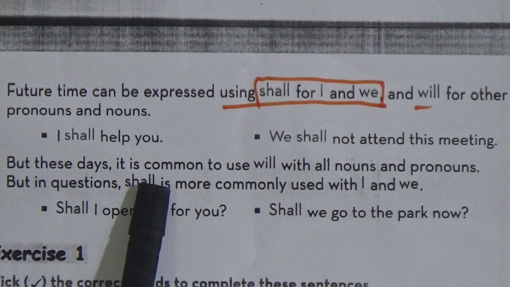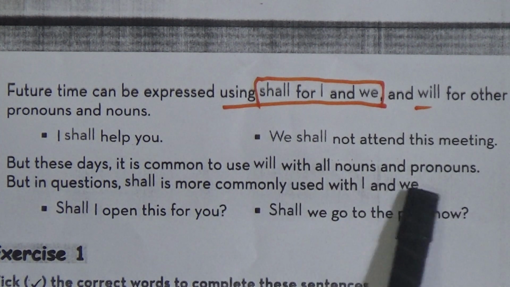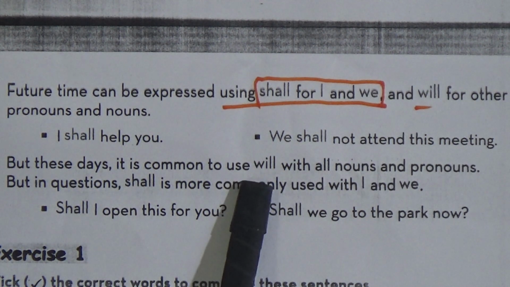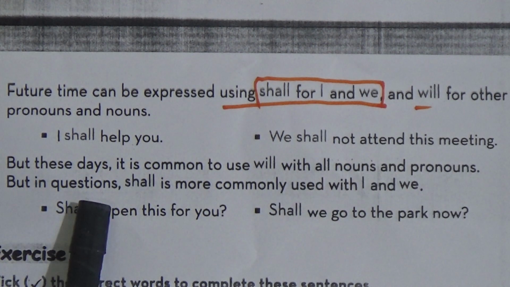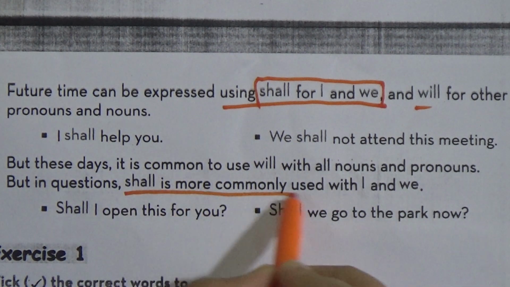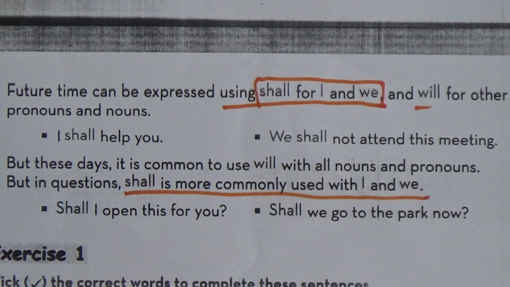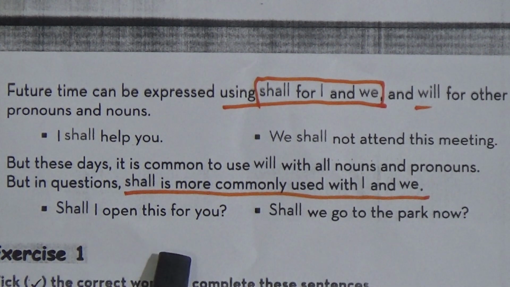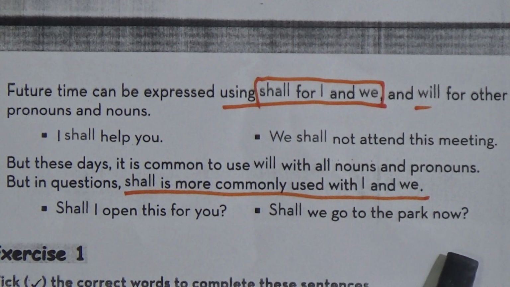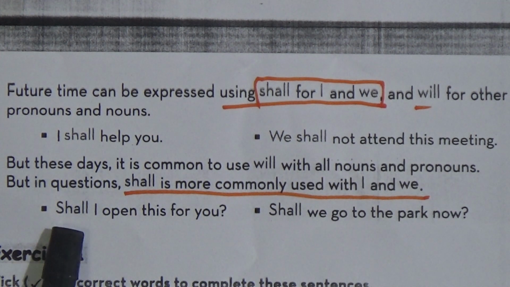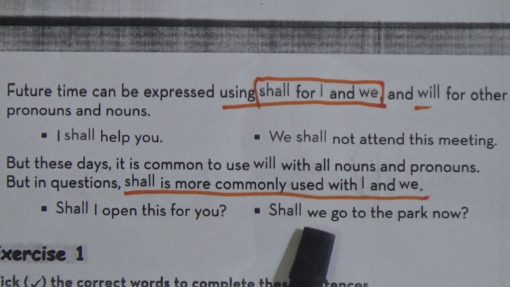But these days it is common to use will with all nouns and pronouns. That means nowadays it has become a fashion to use will with all nouns and pronouns. But in questions, shall is more commonly used with I and we. Like, shall I open this for you? Shall we go to the park now? So when we make a question, we have to be more careful that for future time expression, we use shall with I and we.